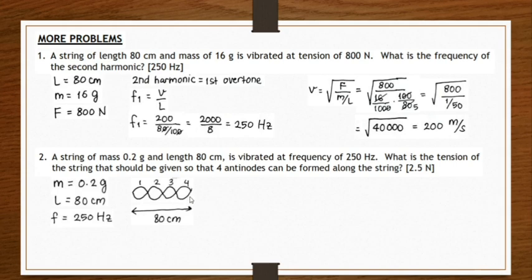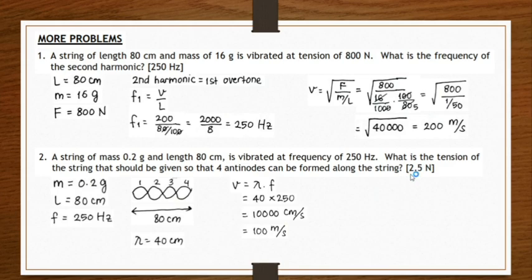I have drawn this for you. We have 1, 2, 3, 4 antinodes. So it will be 2 lambdas equals 80 centimeters. So the lambda will be 40 centimeter. And we know that V equals lambda multiplied by F. So we can calculate the V, 10,000 in the unit of centimeter per second. So it is equal to 100 meter per second.